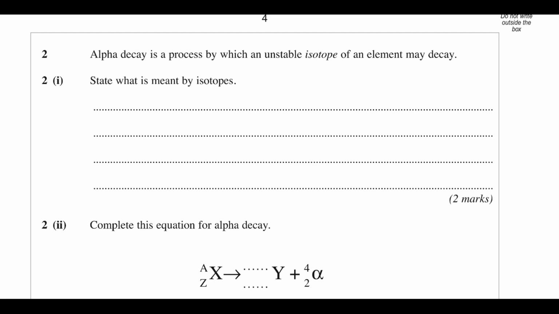Okay, so we've got alpha decay is a process by which an unstable isotope may decay. State what is meant by isotopes. So this is like the second year in a row this question's come up, so you should be familiar with this one. So they're atoms of the same element.